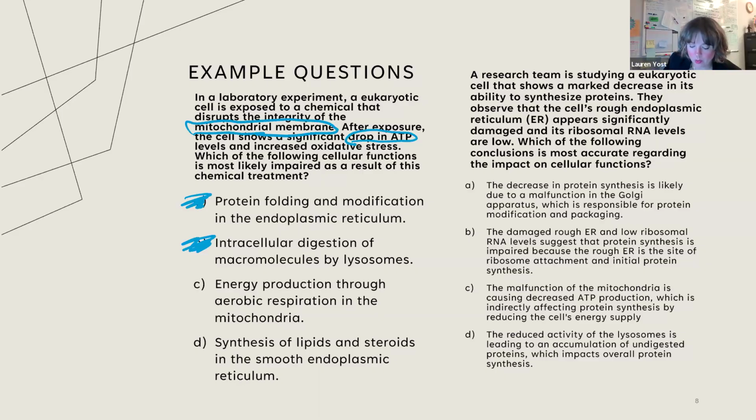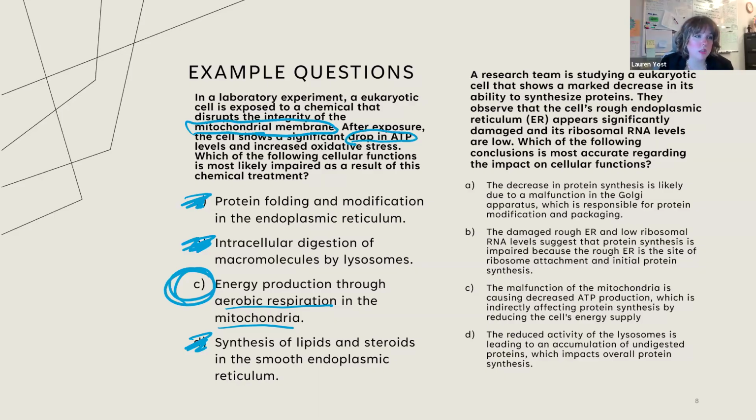Energy production through aerobic respiration in the mitochondria, of course. And then synthesis of lipids and steroids on the smooth endoplasmic reticulum. That's not what's happening. So this is actually a very unnecessarily wordy question, and it's extremely easy. We messed up the mitochondria. What was affected? The answer with mitochondria in it. It's a really easy question that's just got a lot of words.